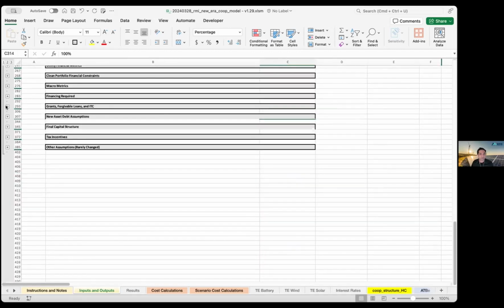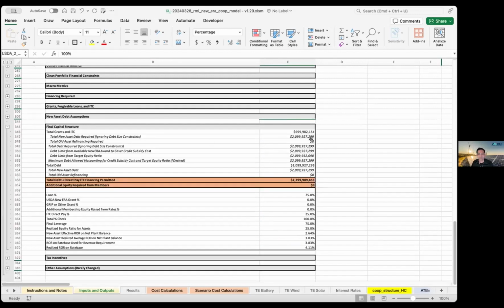Next, I want to just show you here what else you can see in the model. And one thing that you can see is, given the assumptions that you put in here, one of the final things that you can see is the final capital structure that you realize given the assumptions that you placed in. And this will show you how much debt, equity, and grants are used to achieve long-term financing of your asset. And it'll also tell you if you need to collect additional equity from your members as part of the costs that are built into the model.